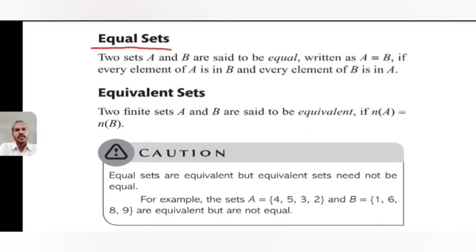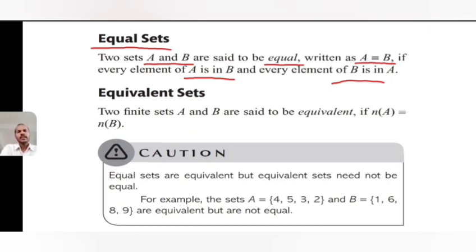When can we say sets are equal? Two sets A and B are said to be equal, written as A equals B, if every element of A is in B and every element of B is in A. Simply, let us consider two sets, capital A and capital B, where every element of A should be in set B, whereas every element of B is in A, right?